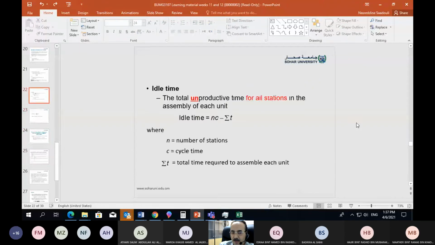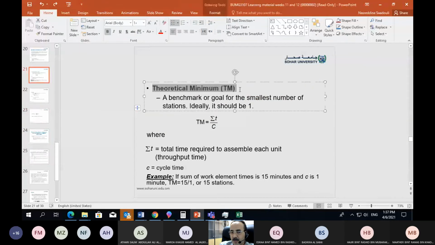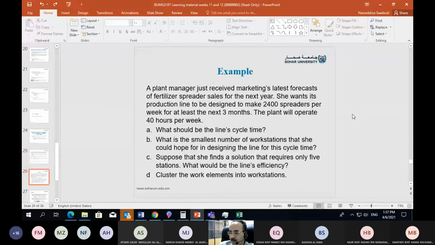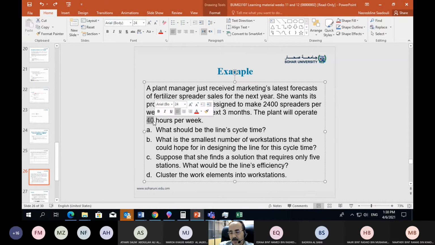Now, obviously, we already determined that by determining the theoretical minimum. So the idea in an example would be, I would start by looking for the ideal or the minimum number of workstations and then assign the work elements to each of the workstations. In this example, for the same fertilizer example for which we have the table, suppose that the production line is designed to make 2,400 spreads per week, and it will operate 40 hours a week.